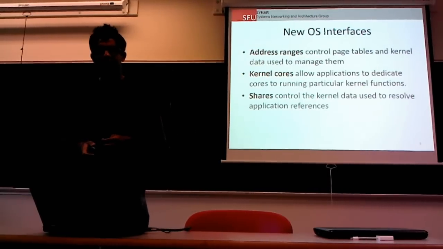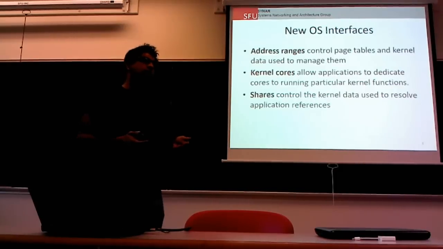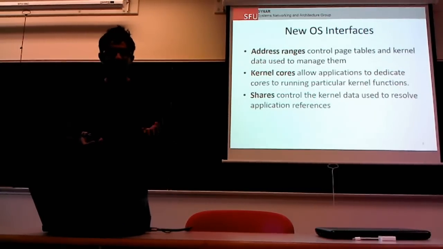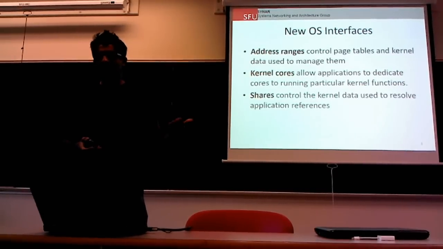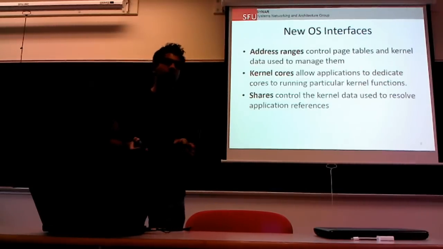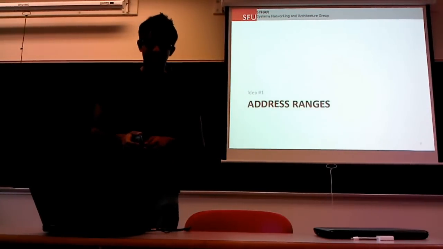To implement Core, we have three new interface changes. The first one is address ranges, then we have kernel cores and shares. We'll talk about each of these in detail in the coming sections. These are the important interface changes that Core made to the existing operating system. So the first one is address ranges.